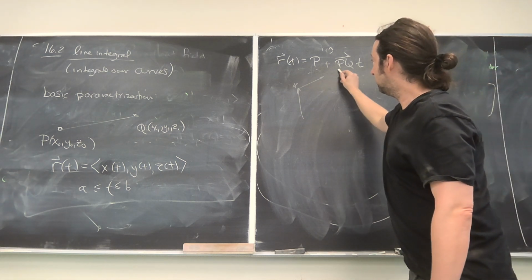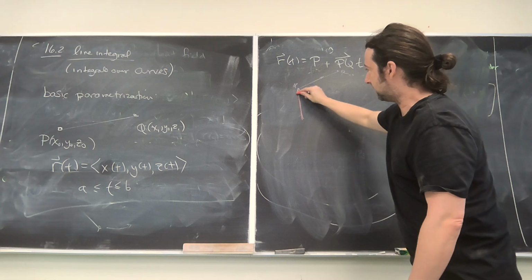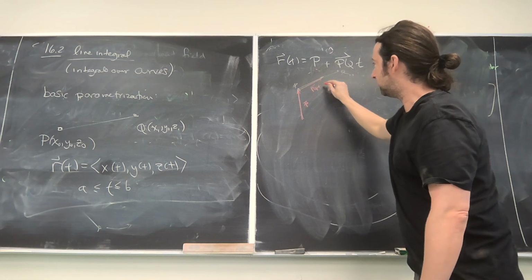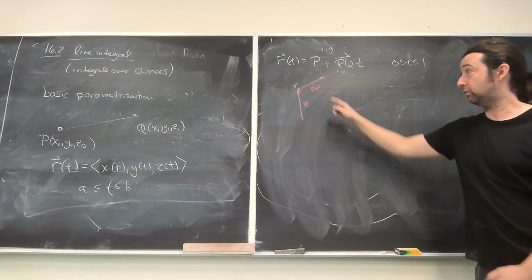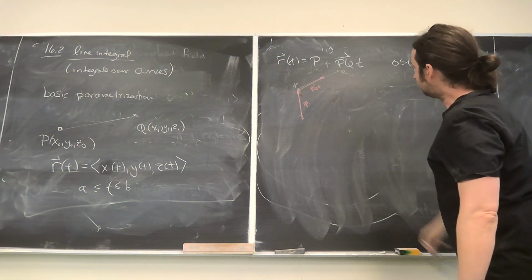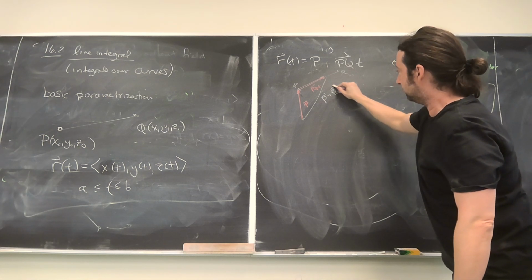So there's P, here's Q out here. This picture that we've drawn, that's the vector P, this is the vector PQ times t. That lands you here. When t gets to 1, then you're all the way there, because this vector is P plus PQ.